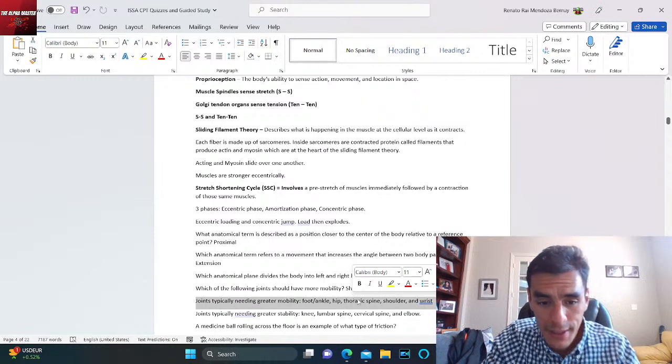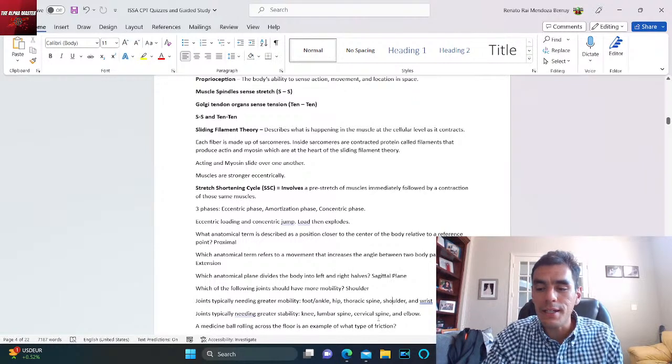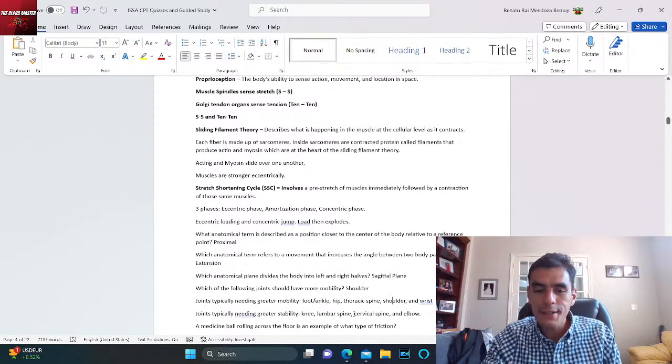So remember, the joints typically needing greater mobility are going to be the foot and ankle, the thoracic spine, the shoulder, and the wrist. And the joints typically needing greater stability are going to be the knee joint, the lumbar spine, the cervical spine, and the elbow.